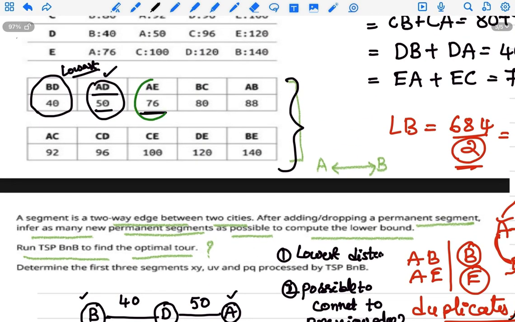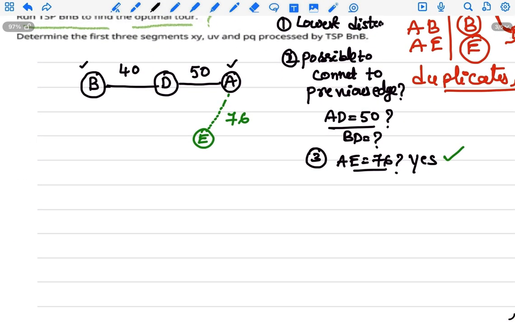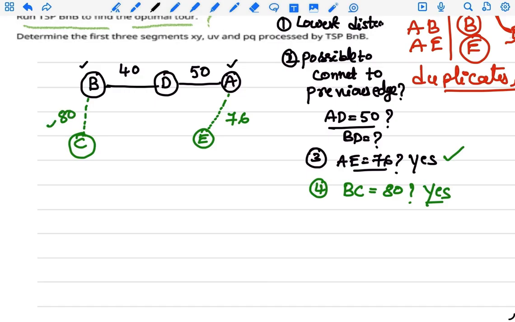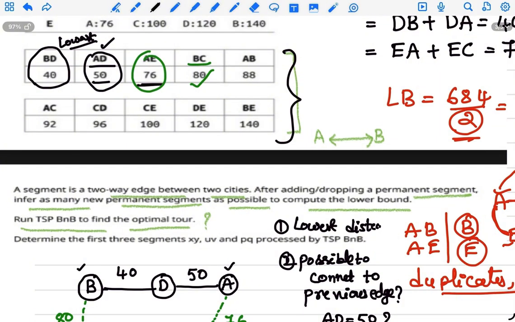So okay. Next, is it possible to connect BC with 80? So BC, the fourth one, is 80. Is it possible? Yes, right? Yes. This is also the lowest distance. So B has only one edge, another edge is also possible. So connect C with distance 80. Okay. Next, the fifth, we have to select the fifth edge. Is it possible to connect AB with 88?